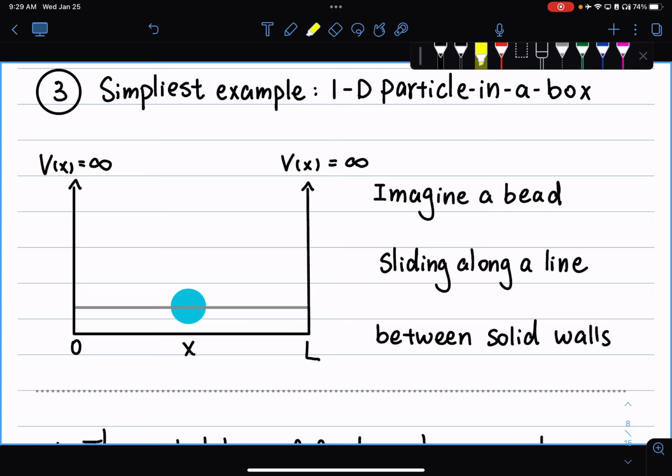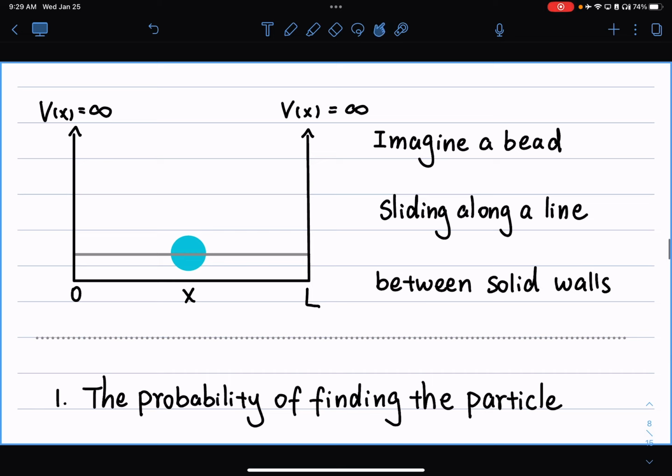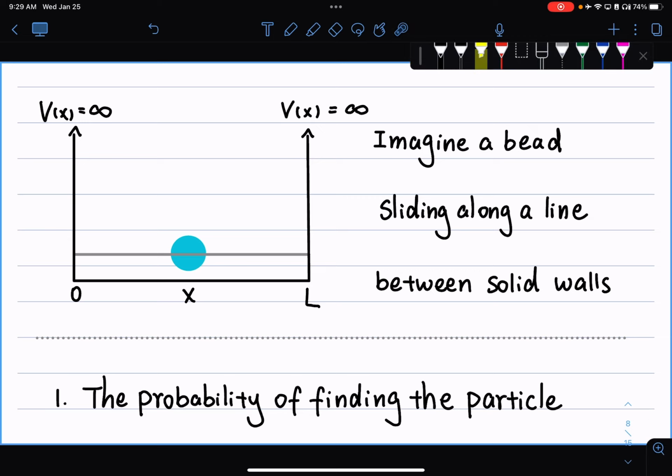Okay, sounds good. So I'm going to walk you through the setup of the one-dimensional particle in a box. It's a one-dimensional problem. The only variable is position x. Imagine there's a little bead sliding along a line. It's not really sliding, but the particle is confined to that one-dimensional line between two solid walls. All right, so here are the two solid walls.